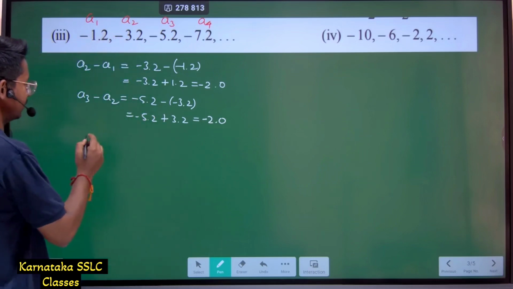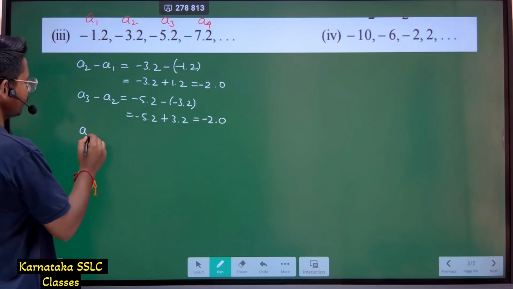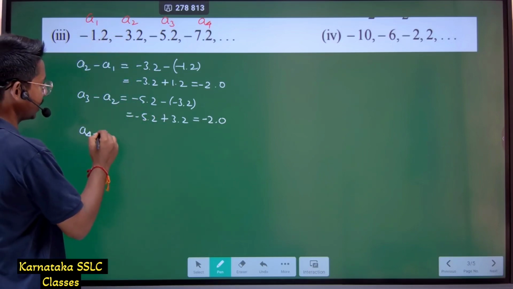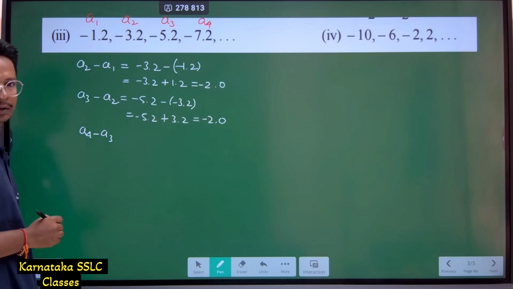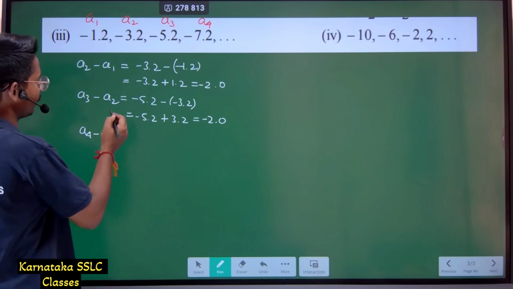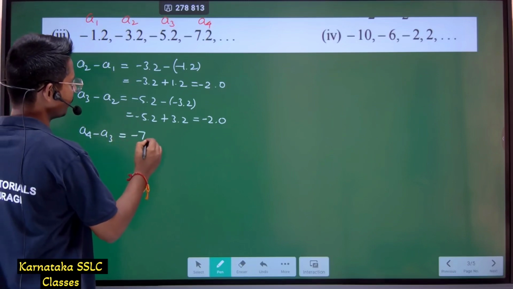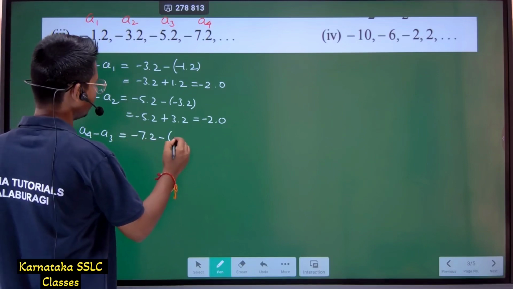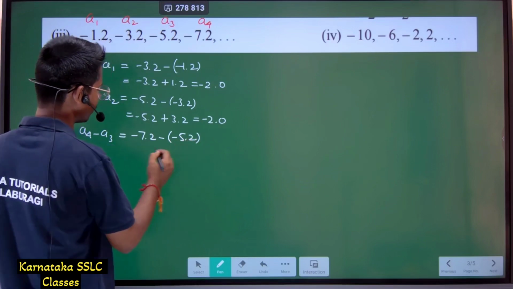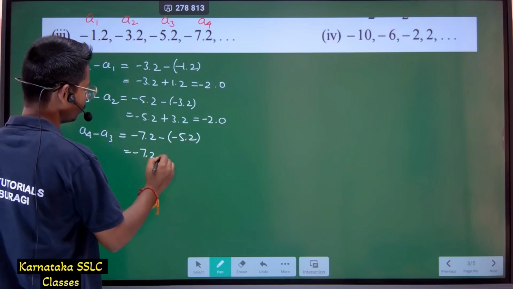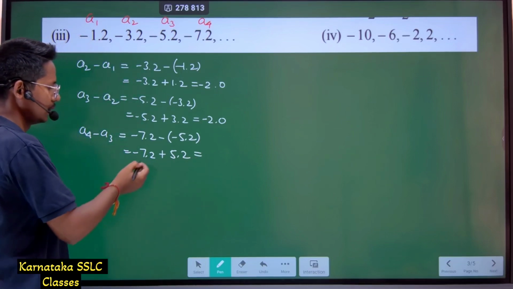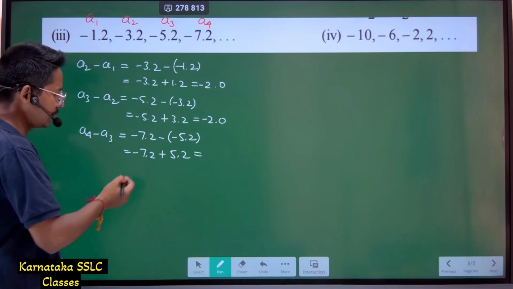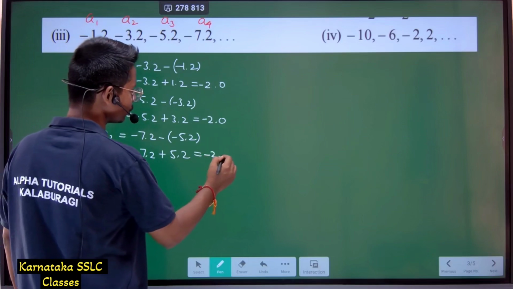Check this one. Now finally, a4 minus a3. Why I am continuing? Because I have got same common difference, so I can go with the next pair of terms. Okay. Now a4 is minus 7.2 minus of a3, minus 5.2. So minus 7.2 minus into minus, plus 5.2. Yes, get me the value. So again you have to take the difference. So it is going to be minus 2.0.